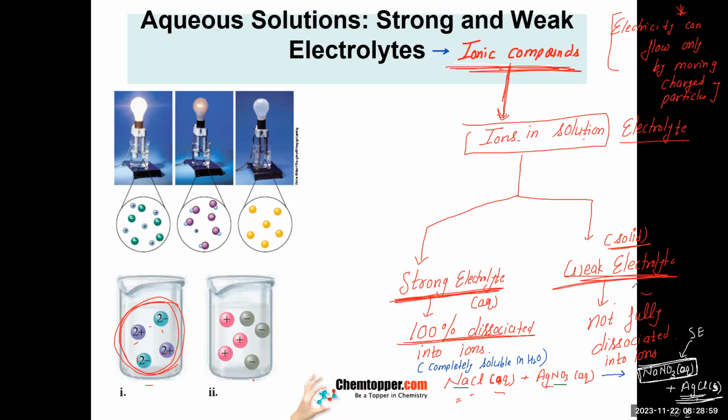Now it should be clear to all of us that we are talking about ionic solids, not acids and bases. Acids and bases are soluble, but some of them are weak electrolytes, some of them are strong electrolytes. We'll discuss that. Okay, so we are good with this?